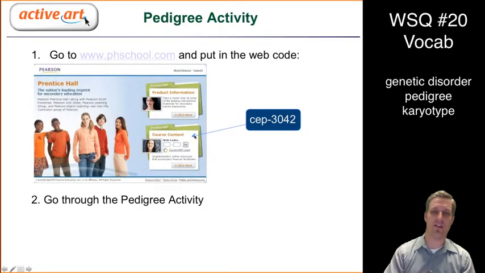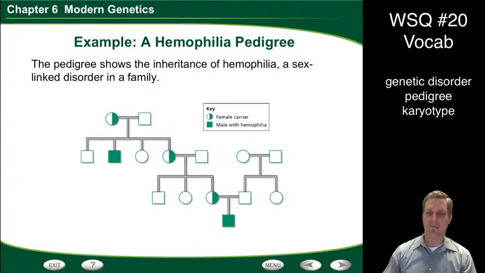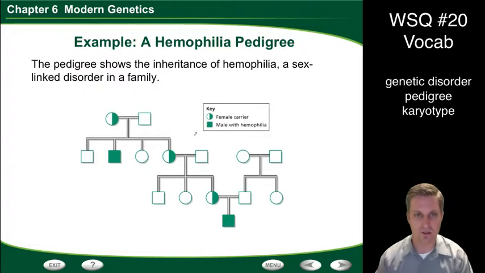There's a really good activity on phschool.com. If you go to it, CEP 3042, I would totally encourage you guys to do this, which is a pedigree activity, which will help you with this. Now let's take a little example. We're going to just do a little activity with this.